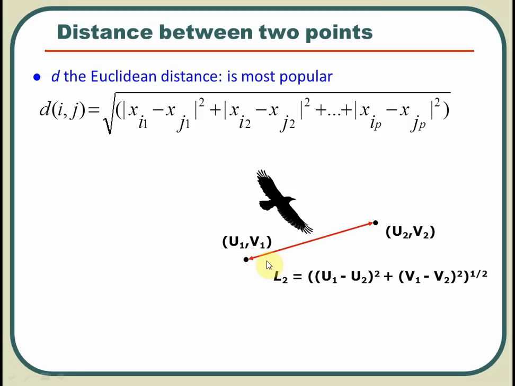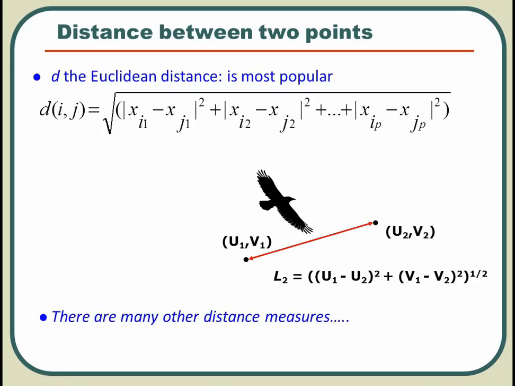If a bird would have to go from this location to this location, that's how it will fly. It's a straight line distance, which shows that if you do not have a restriction, do not have to go on the roadways or anything, that's how you will go. So Euclidean distance is the most popular method of finding the distance between two objects.